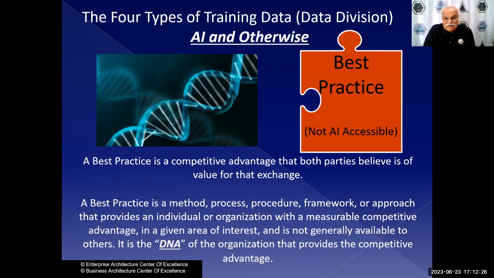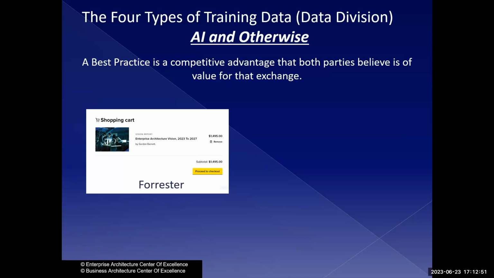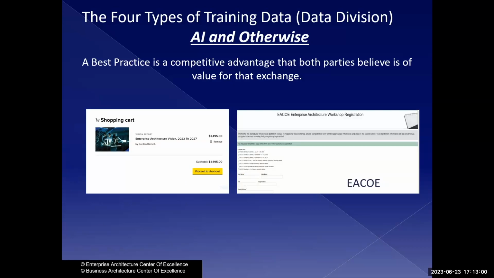Best practices cost money or some other form of compensation. They are not on the internet generally available. They are not accessible to the AI engines that are out there. And so, for example, once again, another very influential advisory firm is Forrester. If you want a certain type of best practice that Forrester has put together, you have to write a check for about $1,500 and you get that. Same situation in our universe. If you want the best practices for enterprise architecture, you need to come to one of our courses.